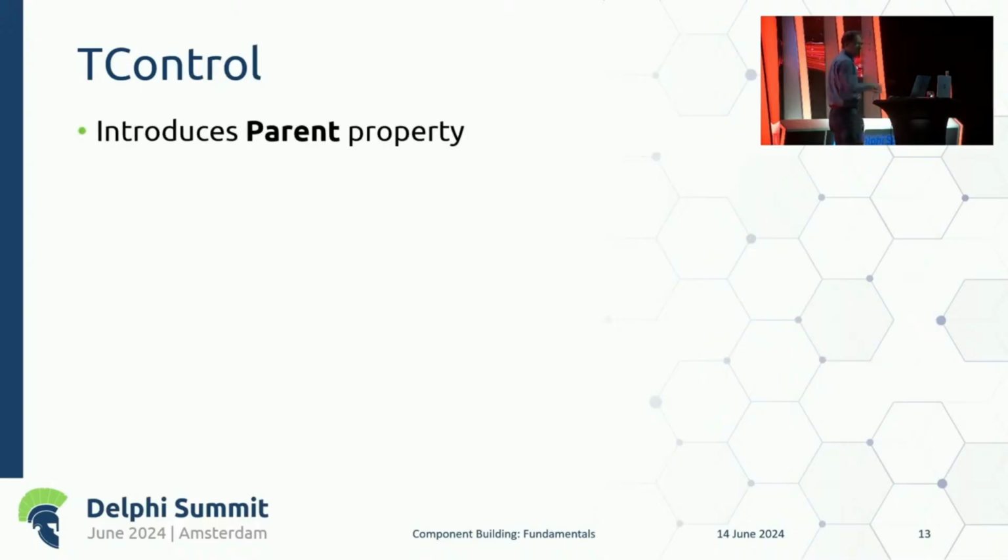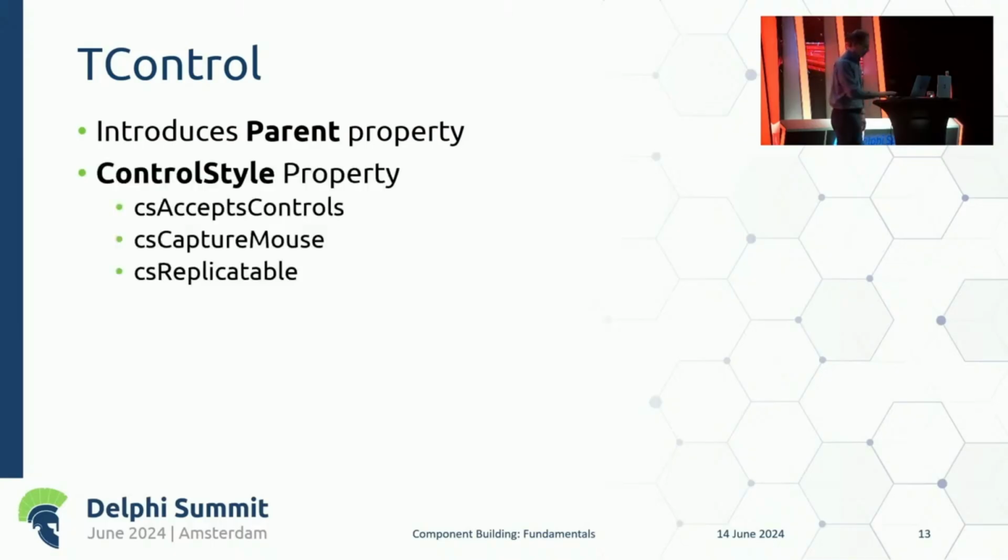Okay. So TControl introduces the parent. Remember, TControl is our visual control, so it can be placed somewhere. It's visual on our form, so it needs to know who's going to be the parent. This makes a lot of sense if you have an edit box, for example. An edit might be inside of a group box, and the group box is inside of the form. Well, the parent of the edit is the group box. The owner of the edit is the form. So there's a little distinction there.